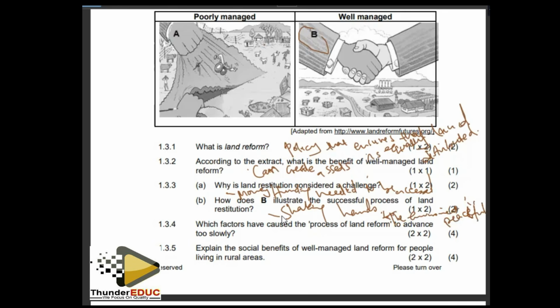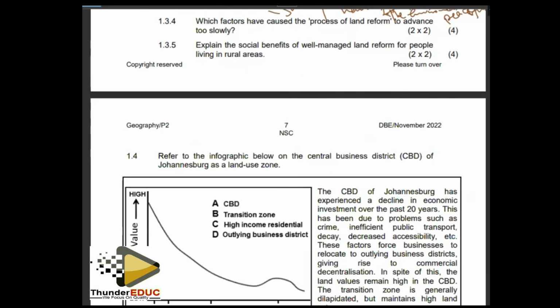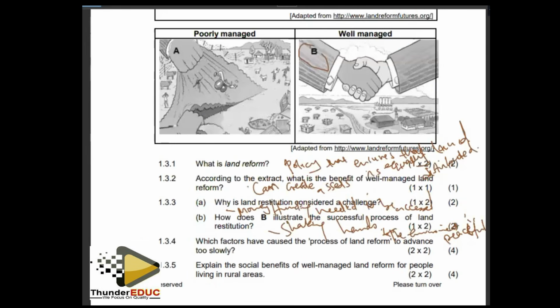The next question: which factor has caused the process of land reform to advance too slowly? What has caused the process of land reform to be too slow? Okay, number 1. Remember, if we talk about this process of land redistribution, you are supposed to compensate the people who were losing the land, the dispossessed. So first of all, when it comes to compensation, there is limited money.